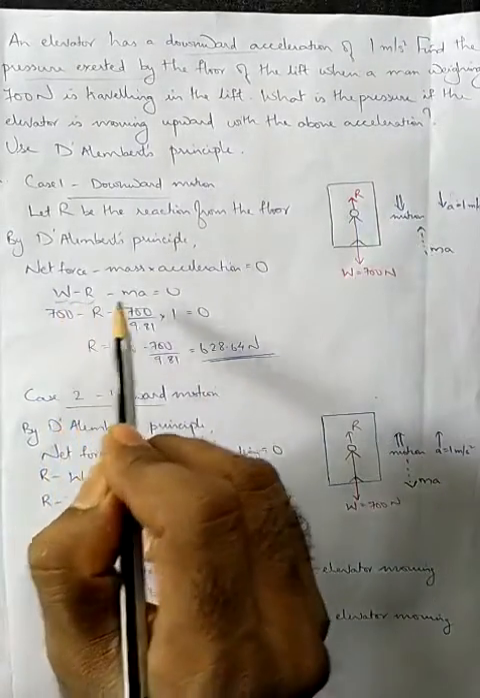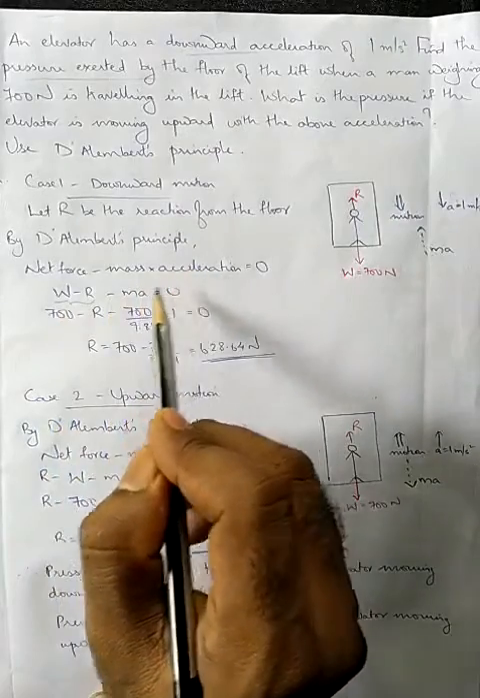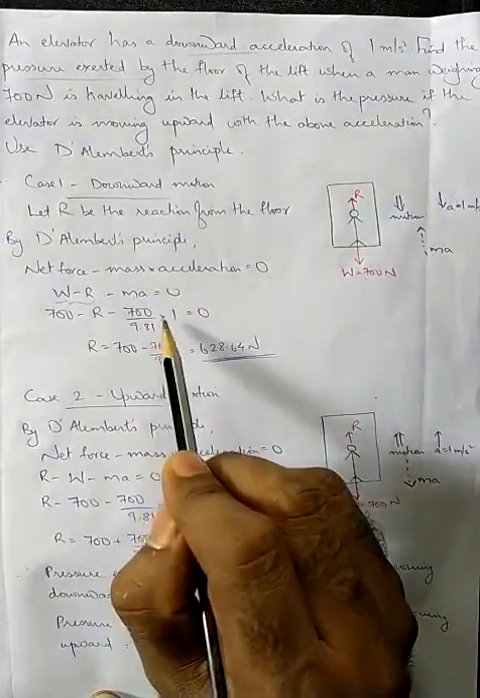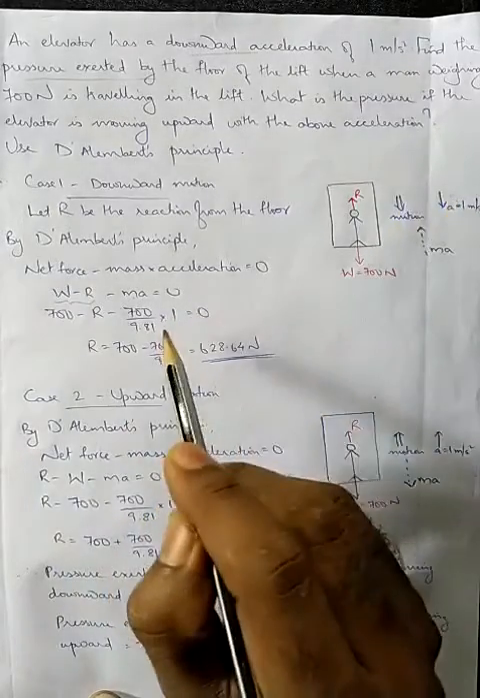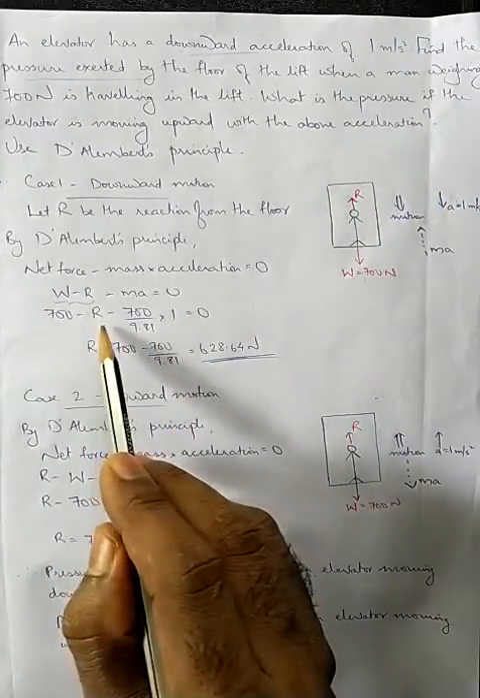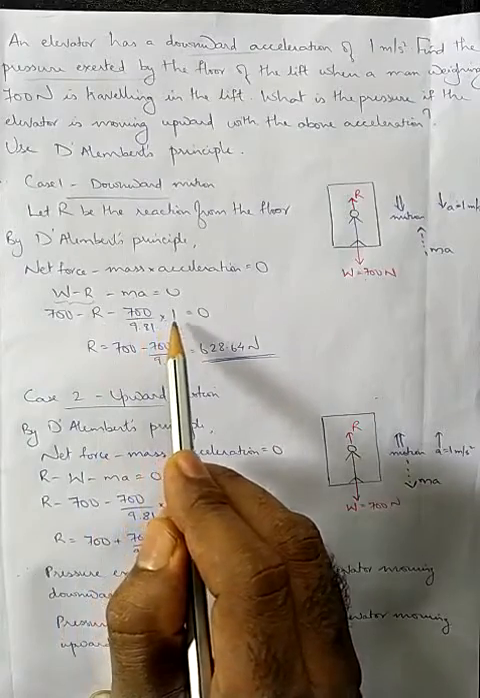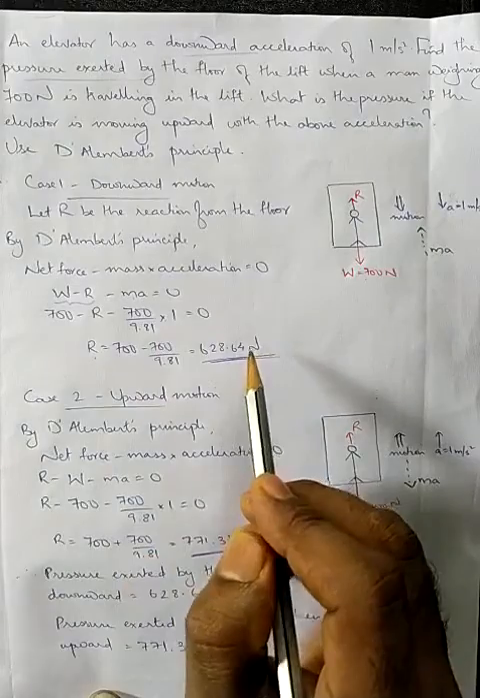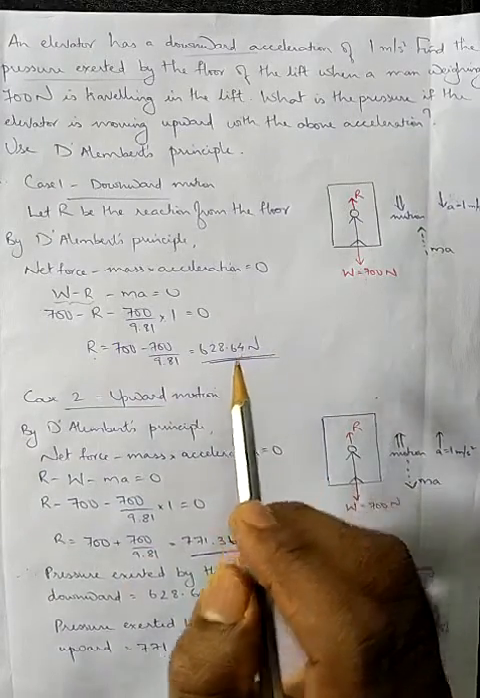W minus R minus mass into acceleration. So what is mass? It is 700 divided by 9.81 into acceleration, which is 1 meter per second square. So 700 minus R minus 700 divided by 9.81 into 1, you will be getting the reaction, which is 628.64 Newton. So that was the first case.